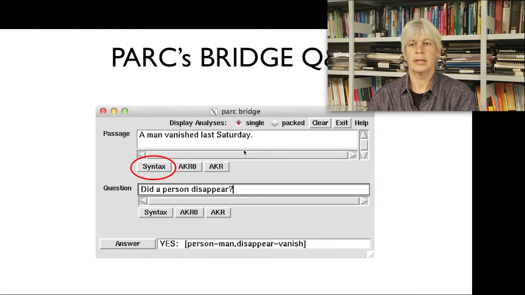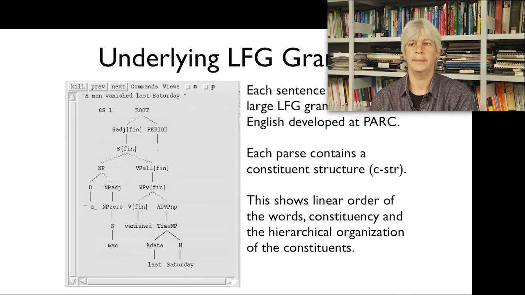It parses each of these sentences. So I'll show you what the syntax is. If you click on the syntax button, you get this kind of thing: a tree structure. It's called a C structure in LFG, where you can see the various constituents. You can see a man is an NP, and you've got a verb phrase which consists of vanished last Saturday, so a verb and an adverbial.